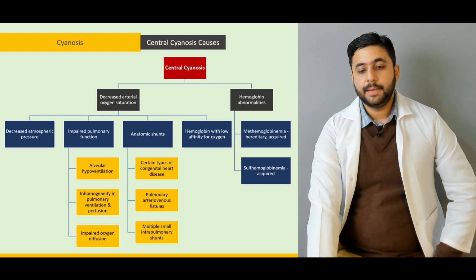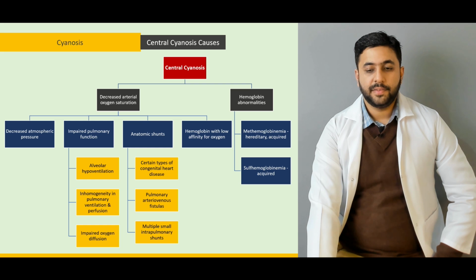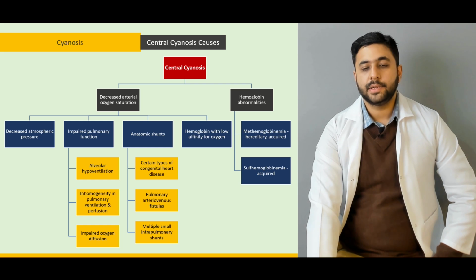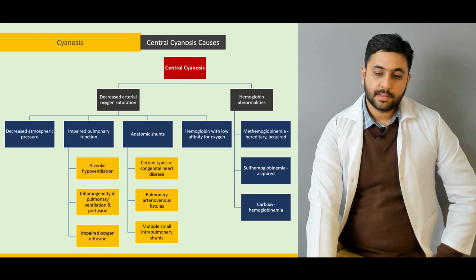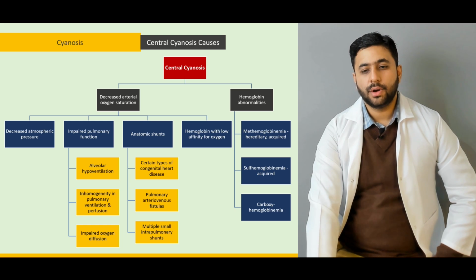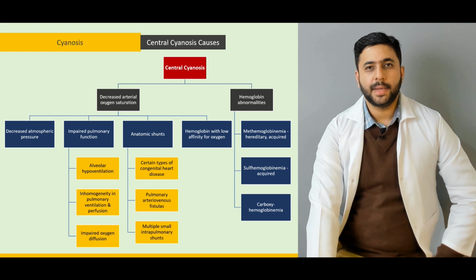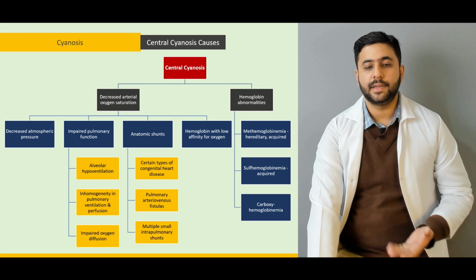Or if the hemoglobin chain is attached by a sulfur molecule, it is called sulfhemoglobinemia, which is also an acquired condition. It also leads to decreased affinity of the hemoglobin for oxygen. Or there is carboxyhemoglobin, when there is carbon monoxide poisoning. Similarly, cyanide poisoning can also cause these problems. Or if there are certain congenital diseases like thalassemia, in which there are just not enough globin chains to carry out the normal process of oxygenation, these patients can also develop central cyanosis.